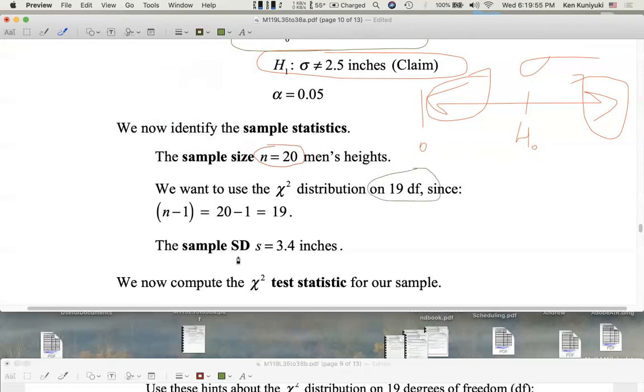The sample standard deviation for the men, right? I mean, the women, I don't want to say we don't care about women, but we're assuming that we already knew the deal with the women, right? That the sigma historically has been 2.5 inches, and we're assuming that's still good. It's like the ice cream problem, right? Okay, the sample standard deviation for the men that we've measured for their heights, S equals 3.4 inches.